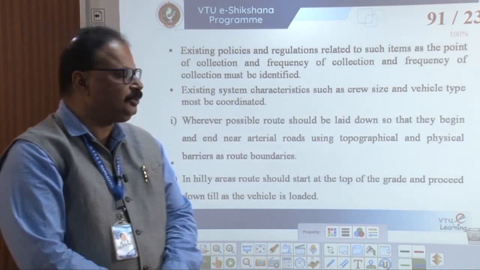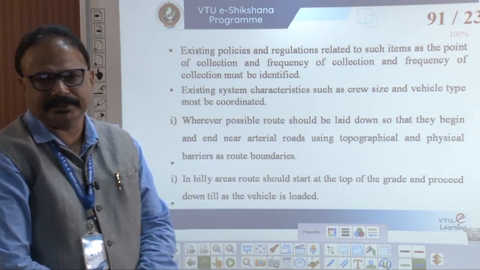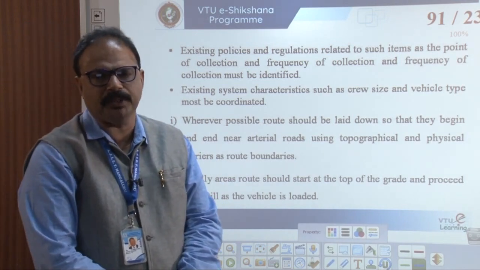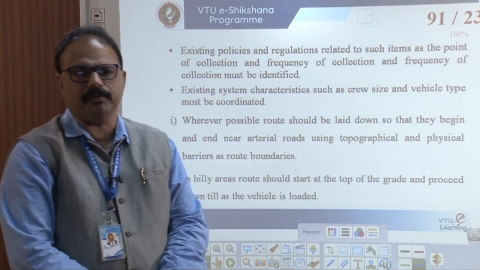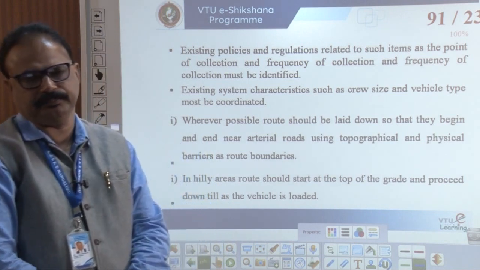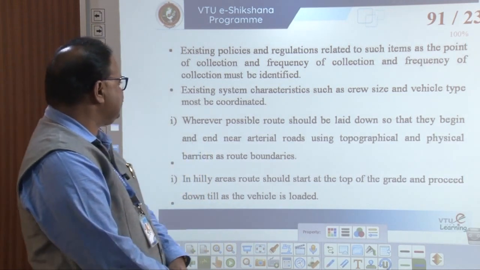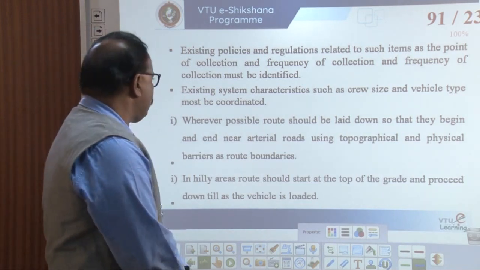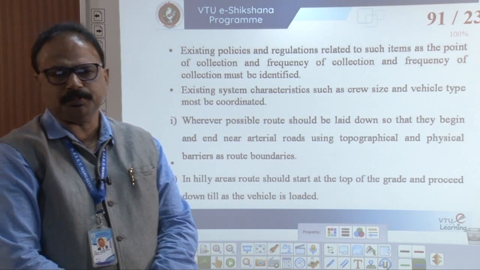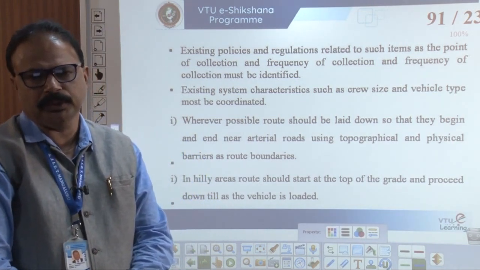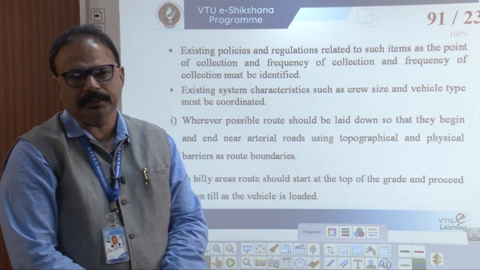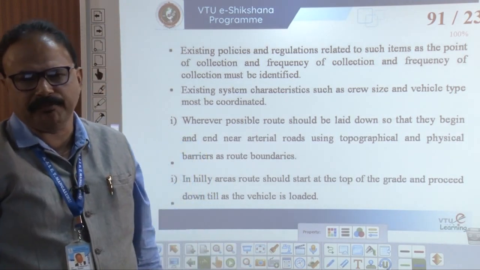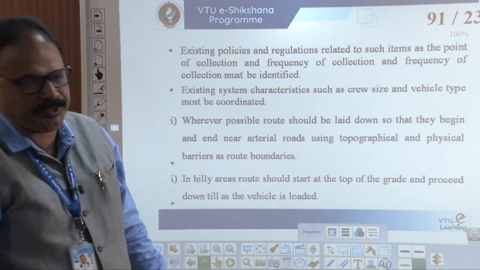Fourth, existing policies and regulations related to such items as the point of collection and frequency of collection must be identified. Existing system characteristics such as crew size and vehicle type must be coordinated where possible. Routes should be laid out so that they begin and end near arterial roads or highways, using topographical and physical barriers as route boundaries.